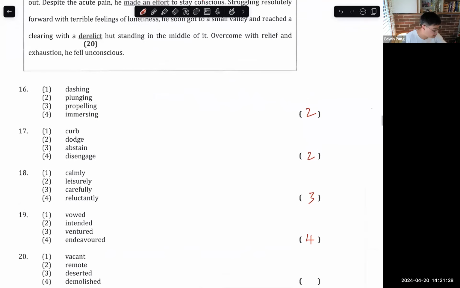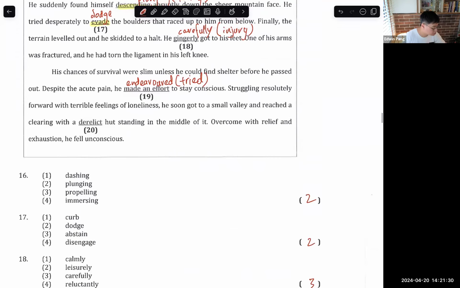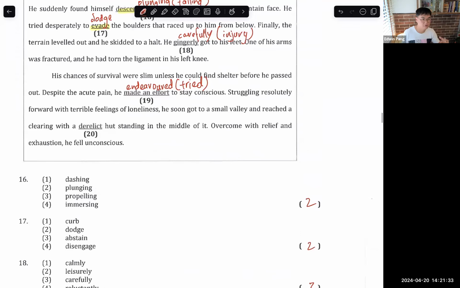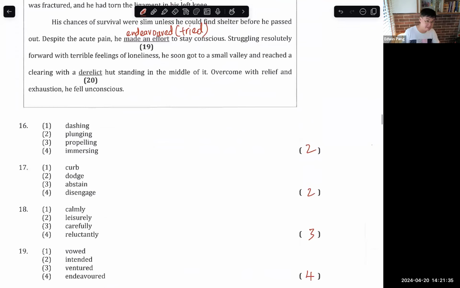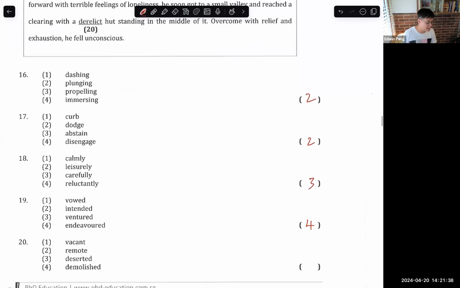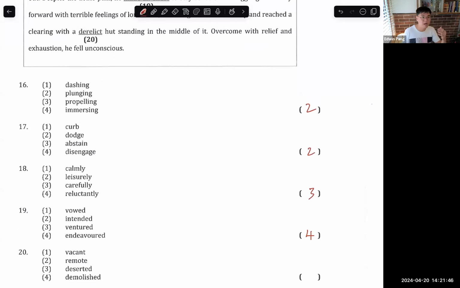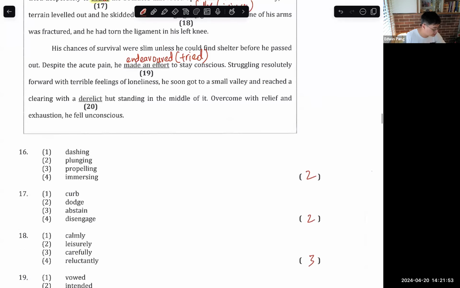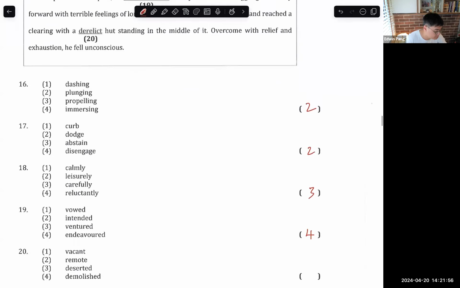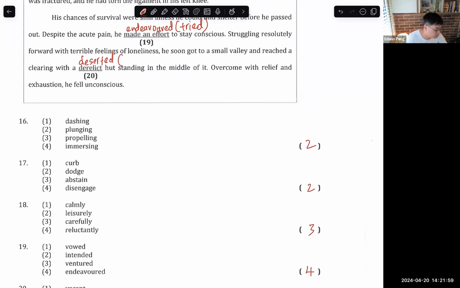And finally, the word derelict. Okay, derelict has this concept of falling into disrepair, not being in a good state. So if you look at all the 4 words, the only word that has this idea that things are not in a good state is the word deserted, because that means that it was once occupied, but then people have left it, abandoned it. So when you abandon something, it falls into disrepair. So the idea about derelict being deserted is the only possible answer. That means it has fallen into disrepair. It is in a very bad state.